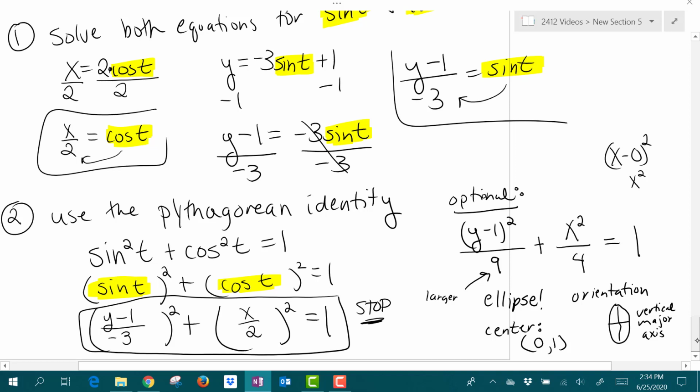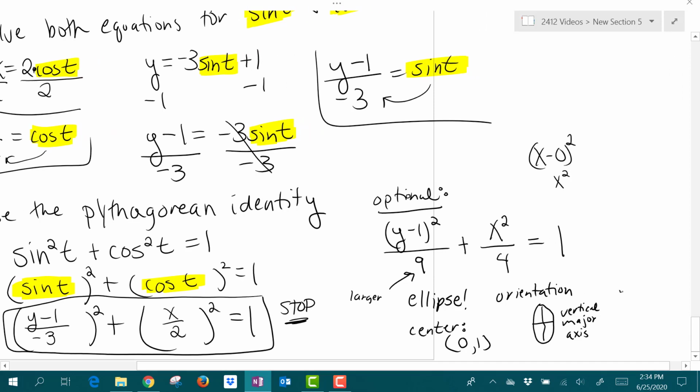Okay, now what about the a value and the b value? The a value would be the larger of those two. So a squared is 9, that means a is 3. B squared would be the smaller of those two for an ellipse, so b is equal to 2. So that means that the picture we have should be an ellipse, or part of an ellipse, with a center at 0, 1, and going up and down from the center should be a distance of 3, and going left and right should be a distance of 2. So let's see if that is correct.